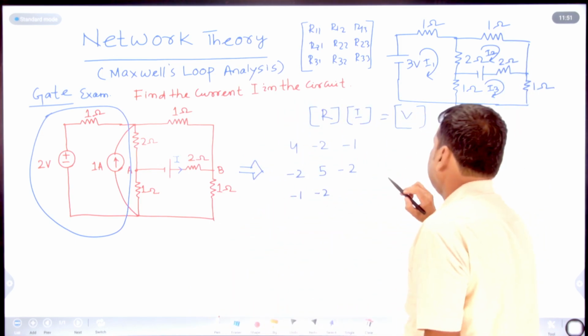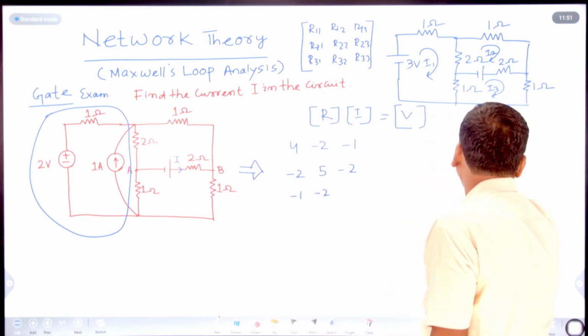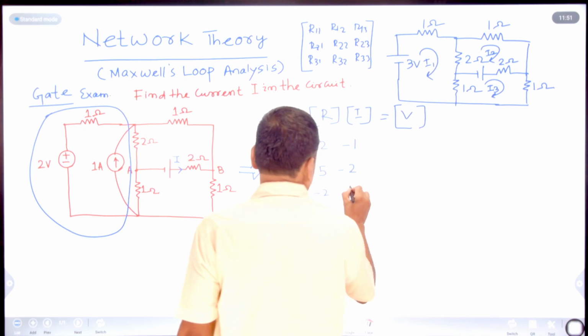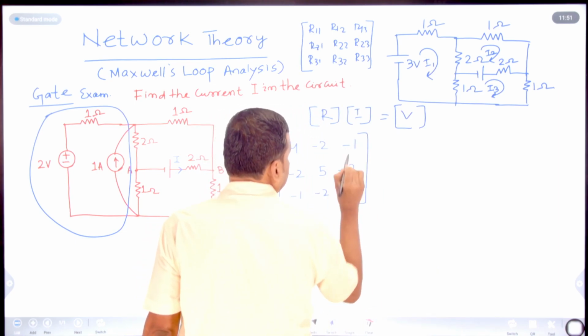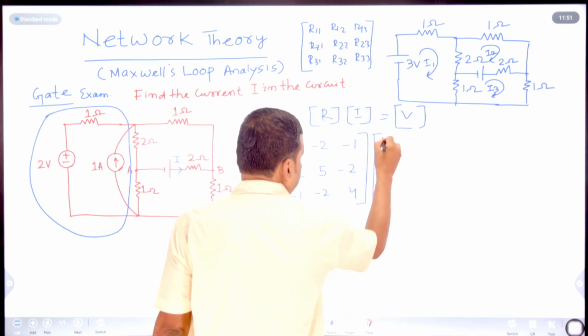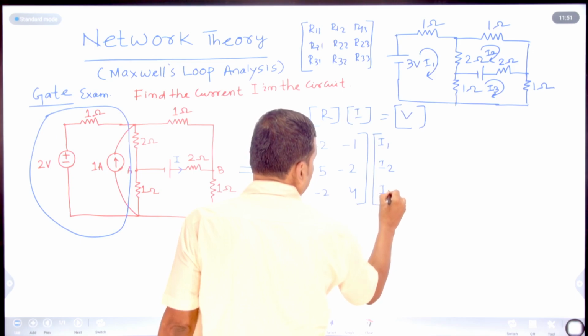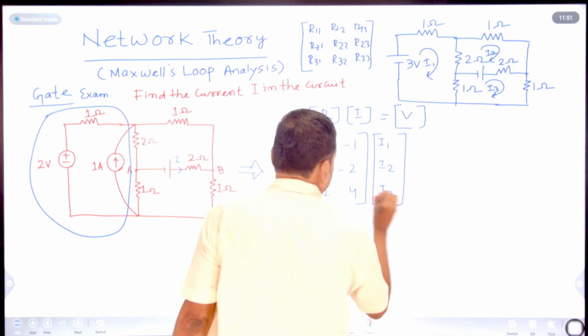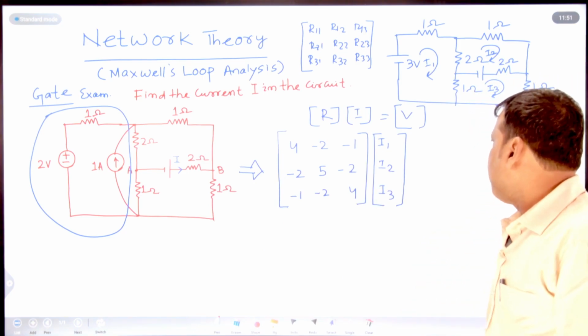Then R33, the sum of the resistance formed by loop 3: 1 plus 2 plus 1, that is 4 ohm. This is your resistance matrix. Next, the current matrix has the unknown values I1, I2 and I3. These are the currents we are going to calculate.